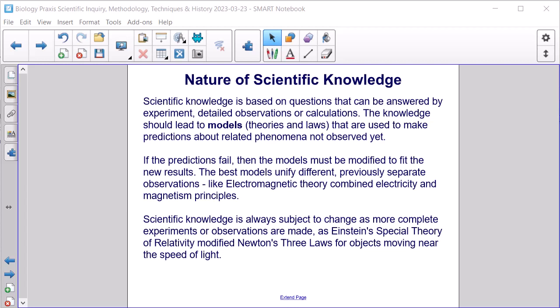The best models unify different, previously separate observations, like electromagnetic theory combined electricity and magnetism principles. Scientific knowledge is always subject to change as more complete experiments or observations are made, as Einstein's special theory of relativity modified Newton's 3 laws for objects moving near the speed of light.